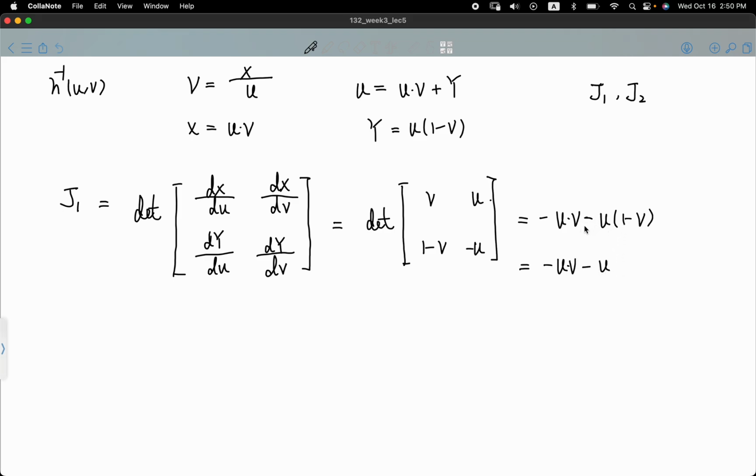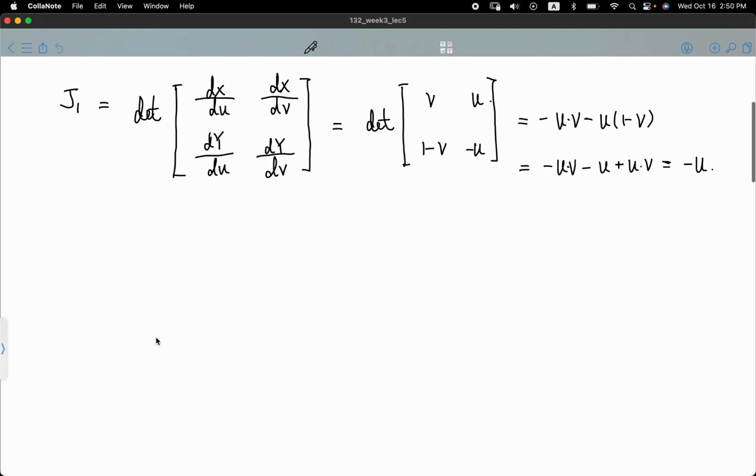Minus u plus uv. So you should only have one copy of negative u. Okay, so that's the determinant of this Jacobian matrix. Yeah, and then you can also use J2. And then don't forget, if you use J2, when you take the absolute value, you should take the inverse. And then the details is just referring from the formula from last time that I provided. Okay, so now we have the Jacobian.